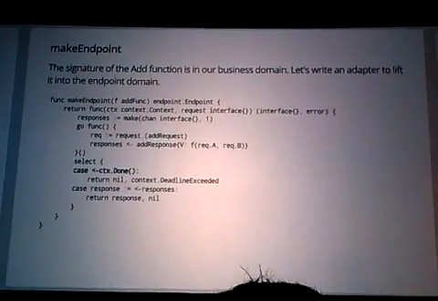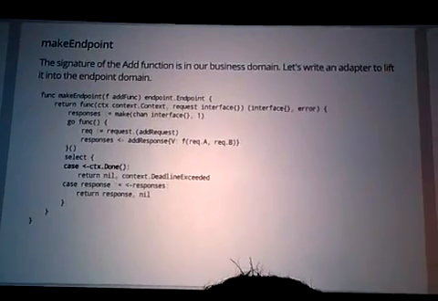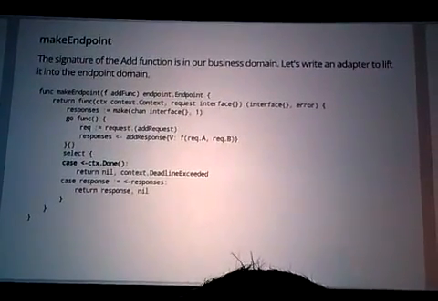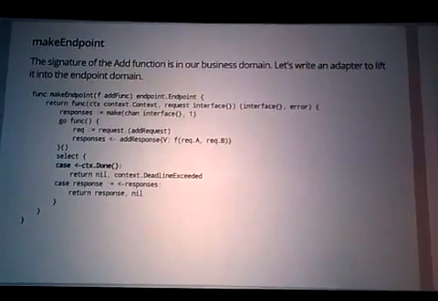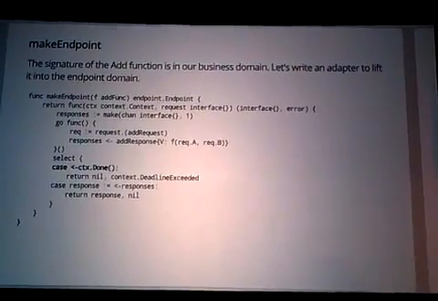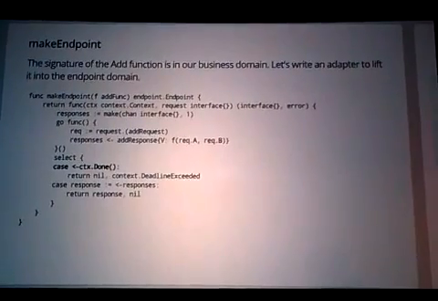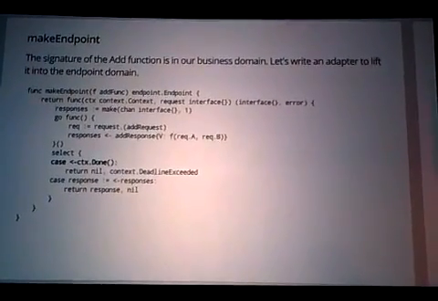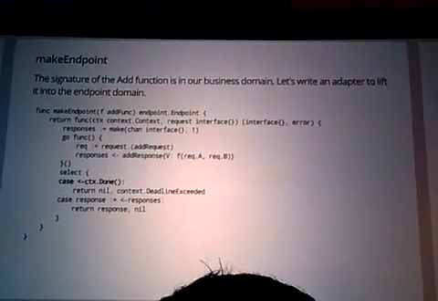But we need to somehow lift it to the endpoint domain so that we can start caring about network stuff. So let's write an adapter to lift our add function into an endpoint. And that's what this does. It would be a little bit more straightforward, except for this context thing. It turns out when you use a context, you're part of a call graph that can be canceled at any point, your ancestors can cancel you. So you need to be sort of cognizant of that.